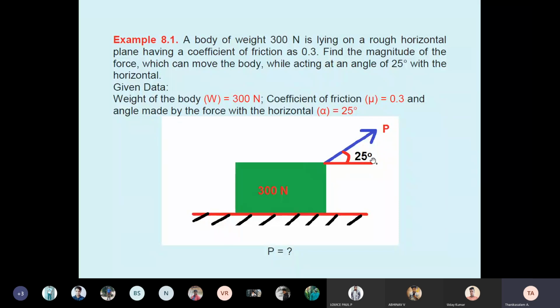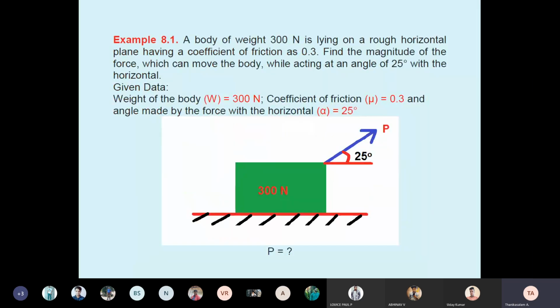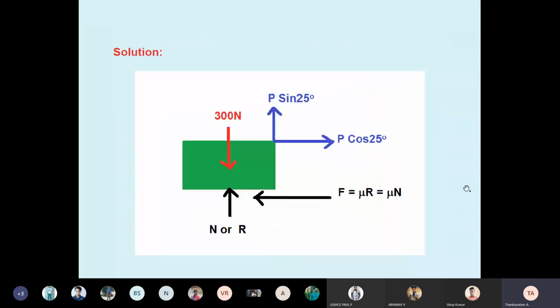See, it's the first quadrant, students. The P is in the first quadrant, so P cos 25, P sin 25. It's moving to the right side. See the next diagram, you will understand. Very simple. 300 Newton weight is acting downward. The opposite reaction, action equals reaction: N. You can take this as N or R, the normal reaction. The applied force P is inclined, therefore P cos 25, P sin 25, first quadrant. Then another very important thing, the friction law, we are discussing friction.